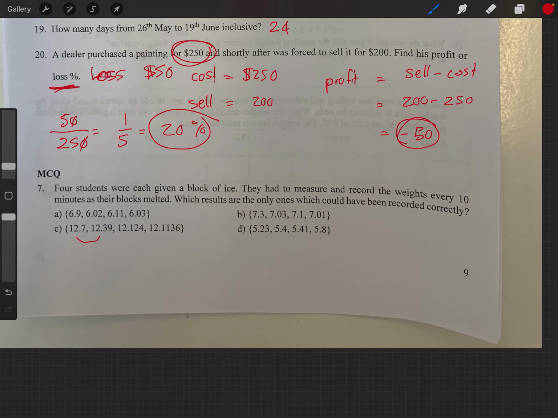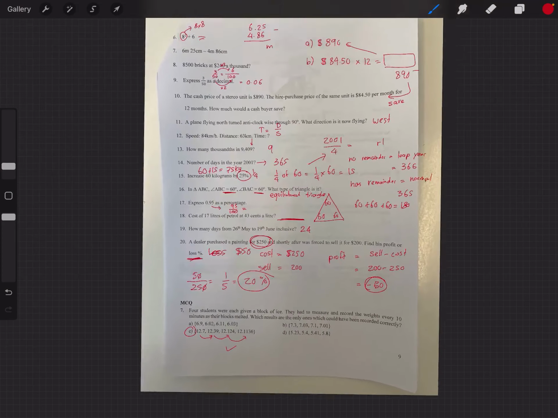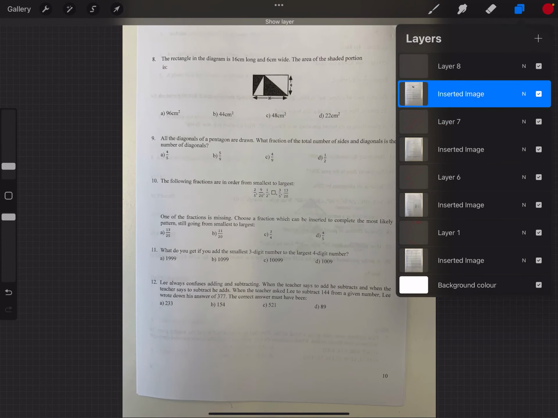So next one would be, okay, so 12.7, then 12.39, so it's going down. Then it goes down again, then it goes down again. So that's good. The answer should be C. Okay. All right, next one.